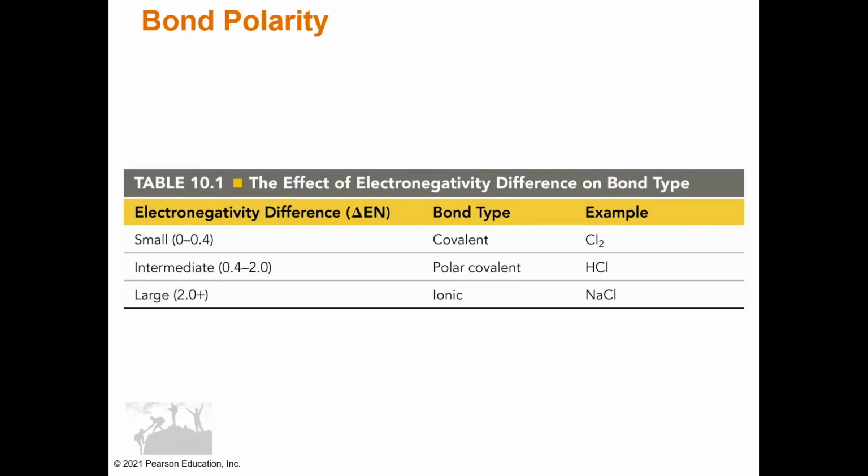If that number line was too confusing for you, then you don't need to memorize it. If you prefer something like table 10.1 to figure out the type of covalent bond, then go ahead and use this.